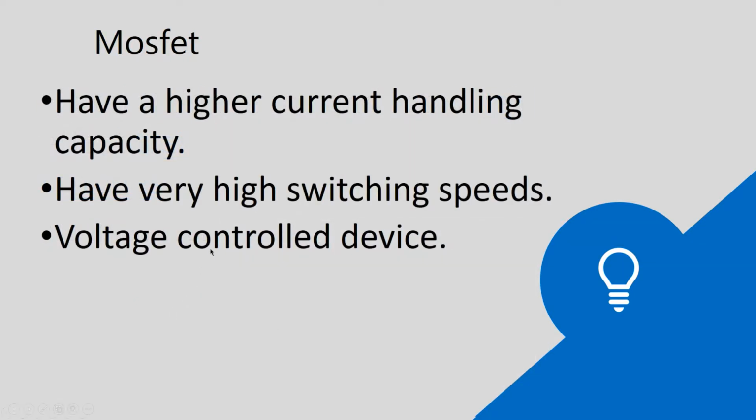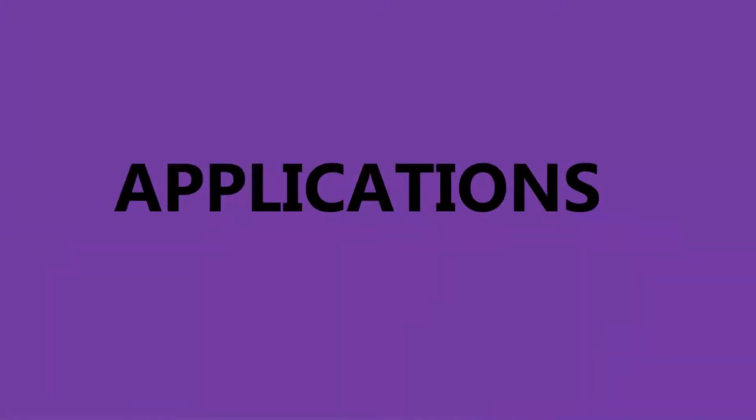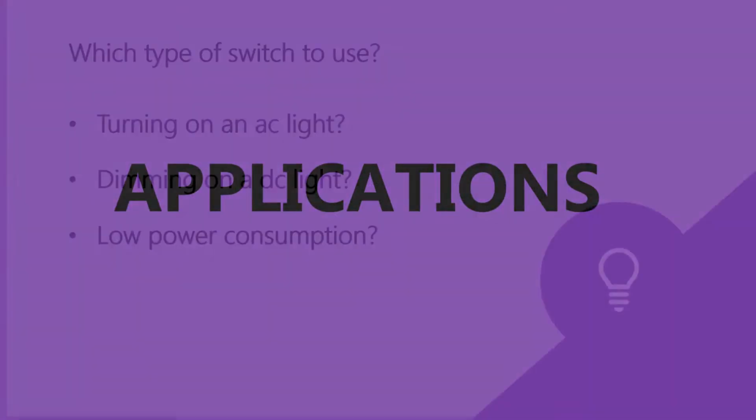Then like I was saying earlier, these are better features as compared to the BJT. They have higher current handling capacity, they have very high switching speeds, and this is a voltage controlled device. Like I was saying earlier, there must be a positive voltage between the gate and the source for you to turn on. It's not based on the current but based on voltage. Again, here, negative voltage.